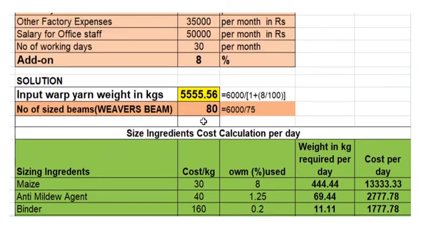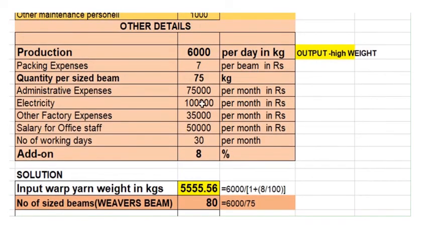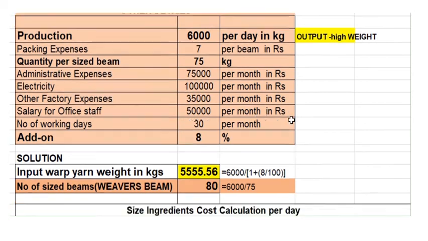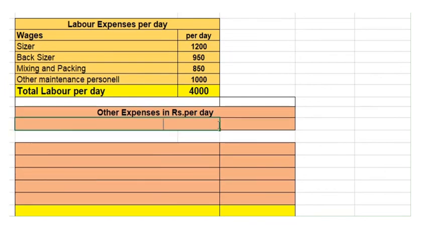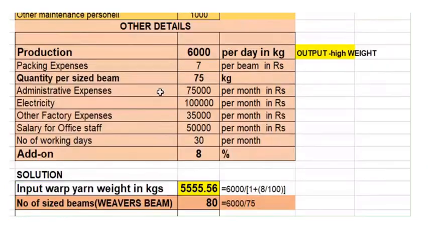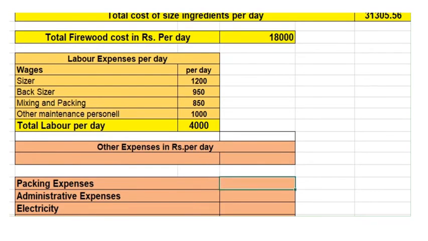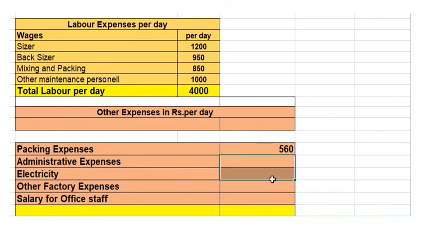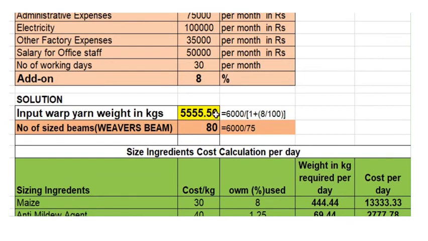We have already got the details. The data is given per month: administrative, electricity, other factory expenses, salary, number of working days, everything. So we are using that. Packing expenses and all those expenses are given here. Packing expenses are rupees per beam. We have 80 beams, so 7 into 80, we get 560.